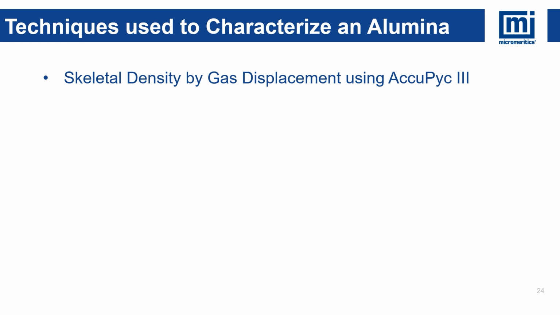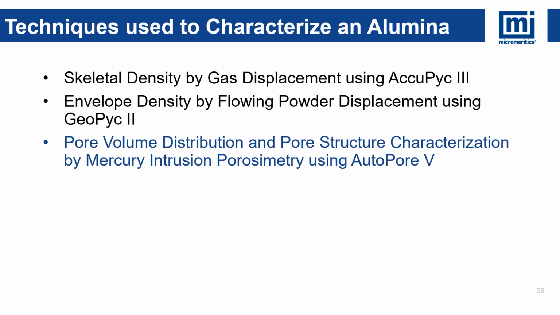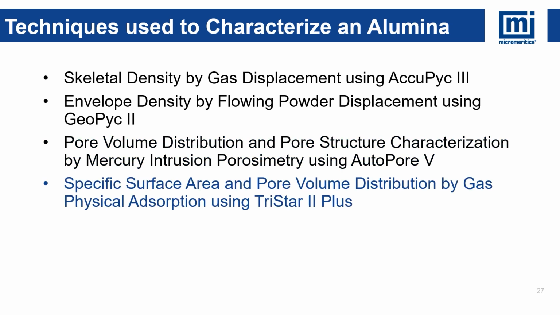The first of the techniques we'll look at is skeletal density determination by gas displacement using the AccuPick 3. Next, we will discuss determination of envelope density by flowing powder displacement using the GeoPick 2. Next, we will look at pore volume distribution and pore structure characterization by Mercury Intrusion Porosimetry using the AutoPore 5. And our last technique will provide determination of specific surface area and pore volume distribution by gas physical adsorption using the TriStar 2 Plus.